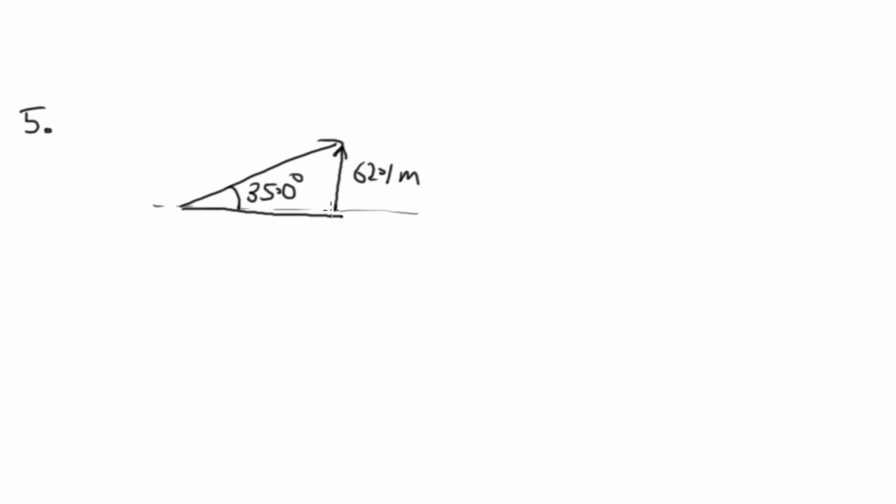We don't know the x component here, and what we're trying to find is the magnitude, which is the hypotenuse here. So let's label the hypotenuse h, and then here's our angle. We know the opposite side, 62.1. Because we want to find the hypotenuse and we know the opposite, we're going to use sine theta is equal to the opposite over the hypotenuse.